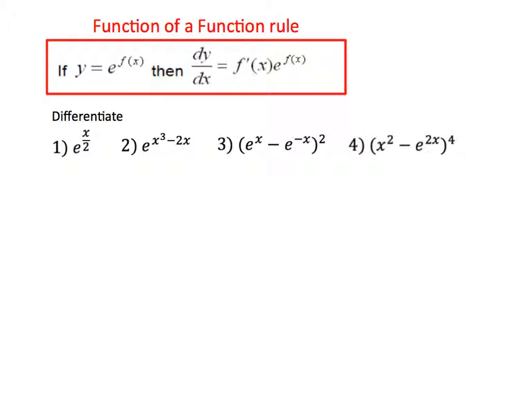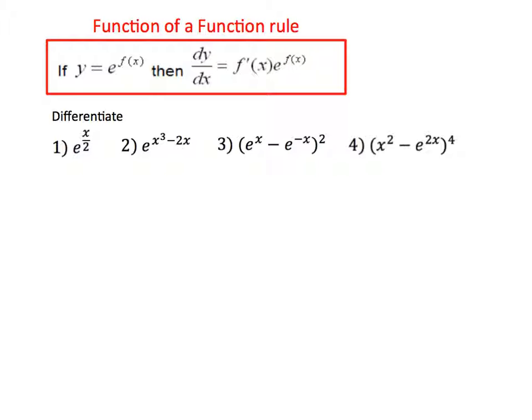This video is on the function of a function rule and how it applies to exponential functions. So if we have an exponential function y equals e to the power of f of x, where the exponent is another function, then to differentiate this, we're going to find the derivative of that exponent, which will become f dash x, and multiply that by the original function, e to the power of f of x.